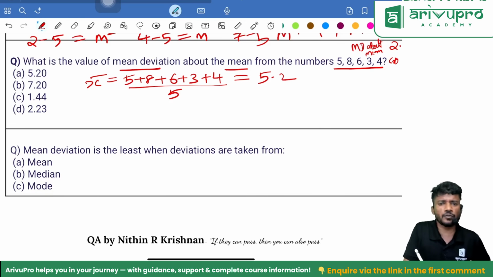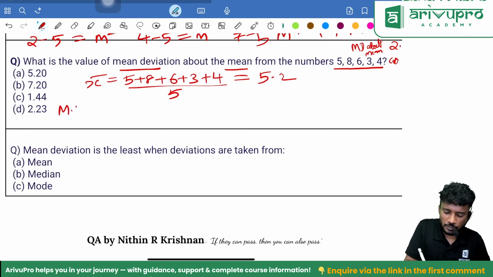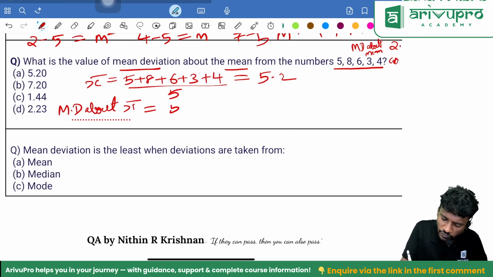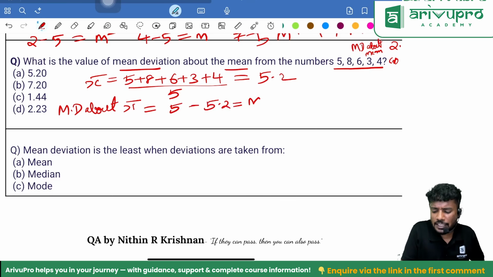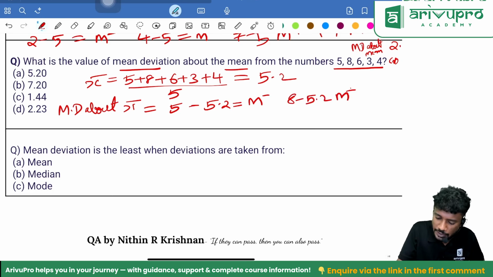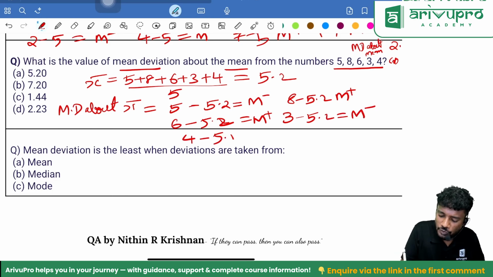Then how will you find mean deviation? Mean deviation about mean is equal to 5 minus 5.2. Is it plus or minus? It is a negative value. You will click M minus. Then 8 minus 5.2, a positive value. You will click M plus. Then 6 minus 5.2, which is positive, M plus. Then 3 minus 5.2, which is negative, M minus. Then 4 minus 5.2, which is negative, M minus.